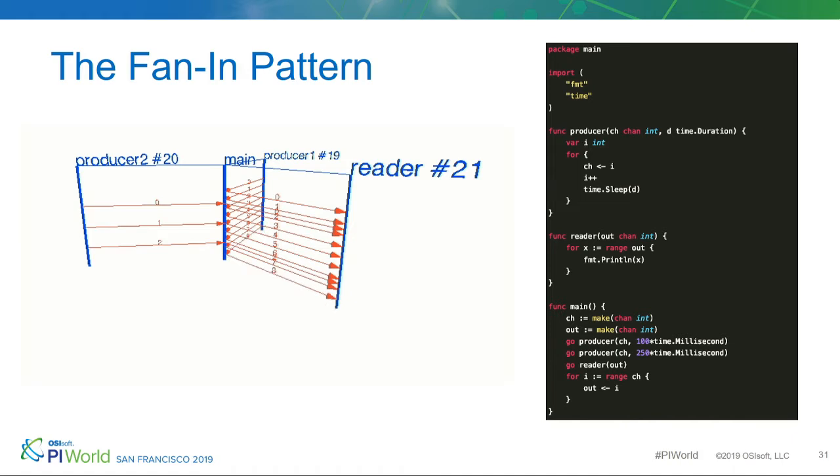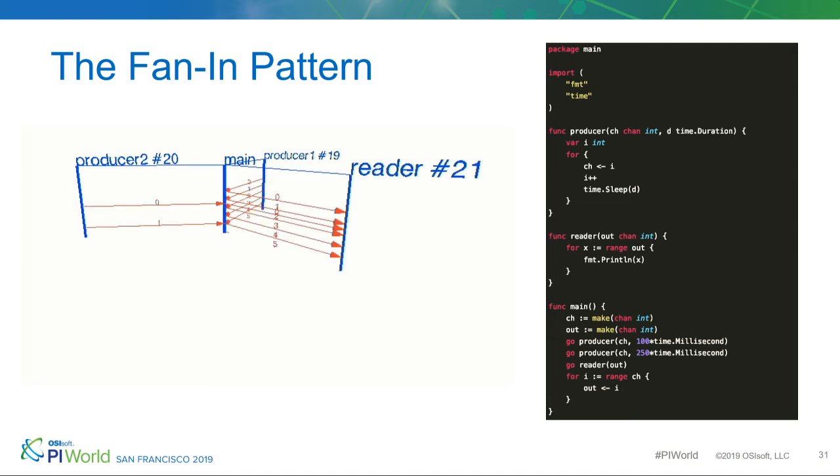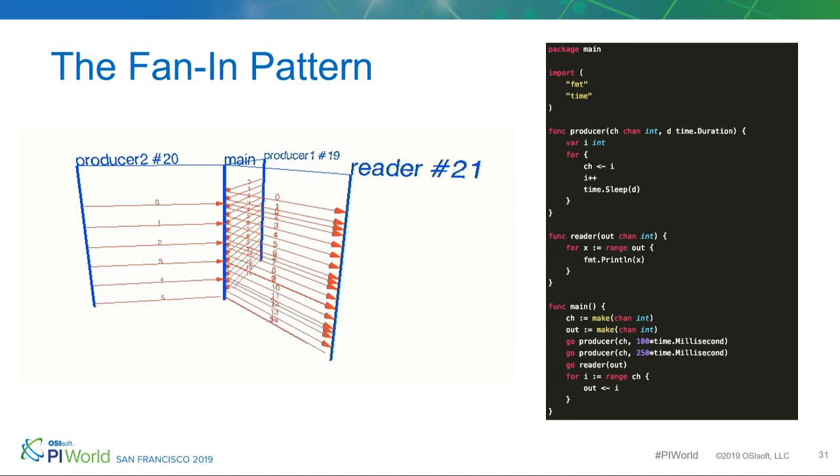Next up is the fan-in pattern. In the fan-in, what we're doing there is we're running multiple jobs and we're telling them to send their data over to another job that's running. And in this situation, we have two producer jobs that are launched from the main thread, and when they have data to send back, they're sending that back to main, and then it's farmed out from main back over to a third worker, which we just called the reader here.